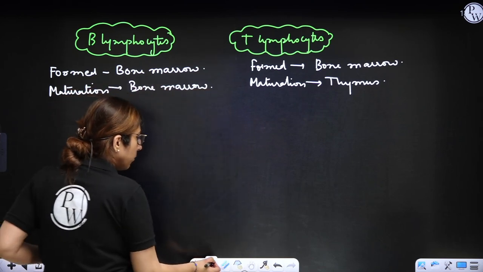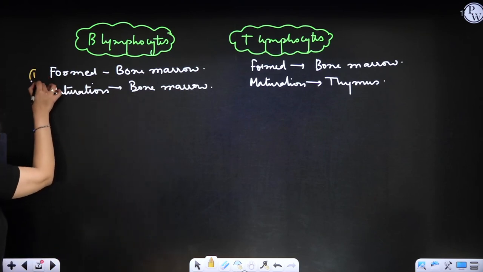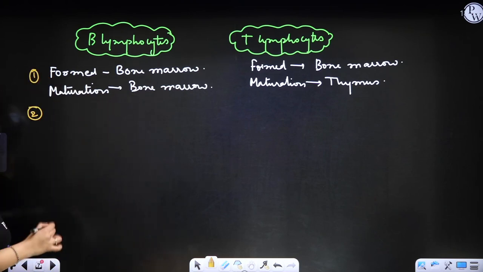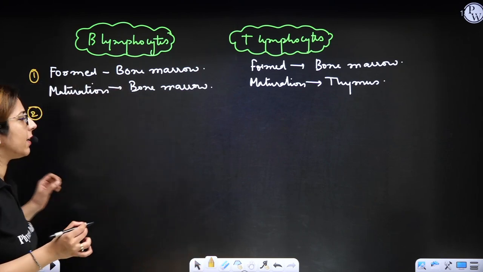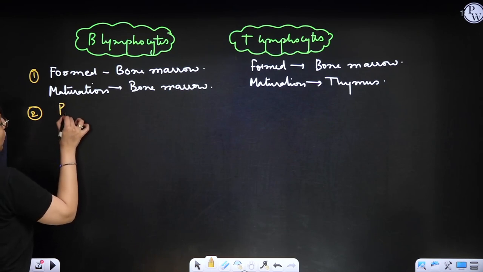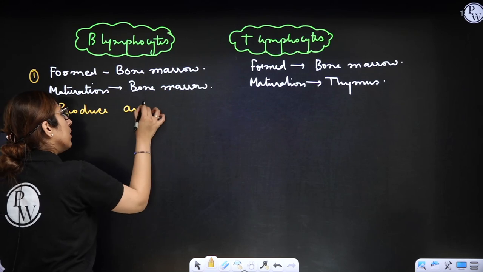Right? Let's move on to the second point. This is the first point. This is the second point. B lymphocytes are responsible for the production of antibodies. Oh, sorry, antibodies.